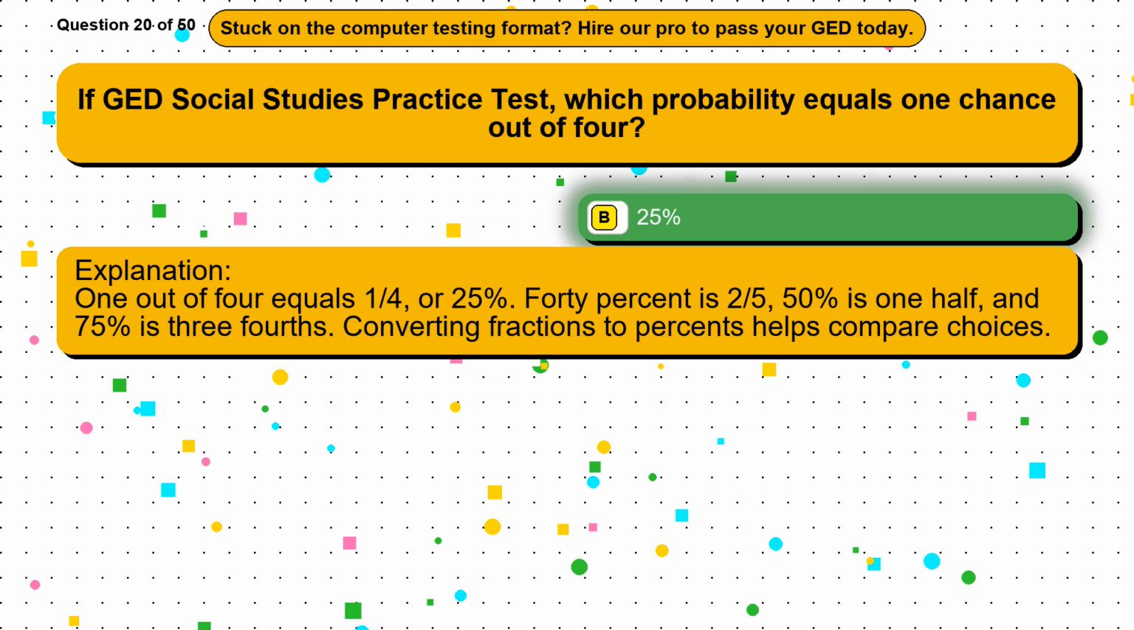40% is 2/5, 50% is 1/2, and 75% is 3/4. Converting fractions to percents helps compare choices.